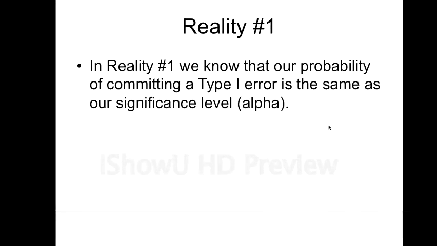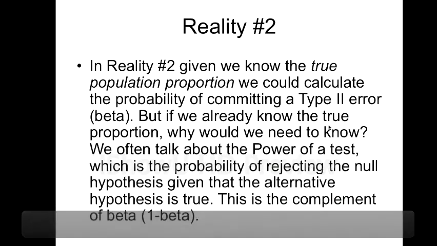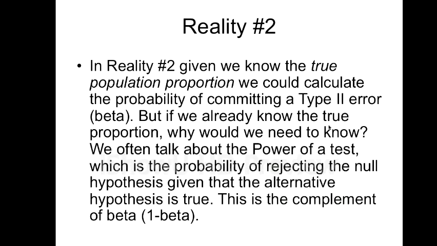In reality 1, we know our probability of committing a type 1 error is the same as our significance level. Why? Because we set our significance level to a probability low enough that we believe it could not be caused by mere chance. In reality 2, if we happen to know the true population proportion, remember reality 2 is where Pepsi is better, then we could calculate the probability of committing a type 2 error. And we call that the probability beta.